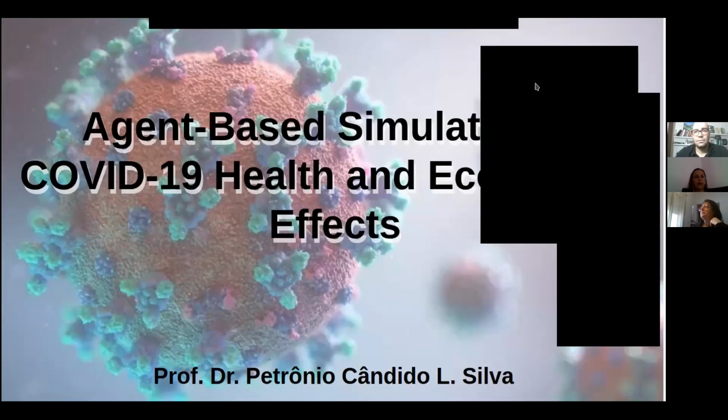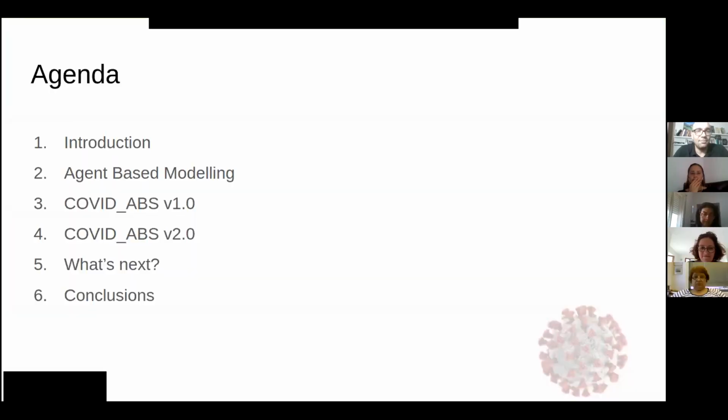Okay, so now I'm resuming. I'm fast in my explanations, but I'll try to cover a general introduction to what we're going to do about agent-based modeling, the two versions of our framework, what we plan to do in the next steps, and finally, our conclusions.